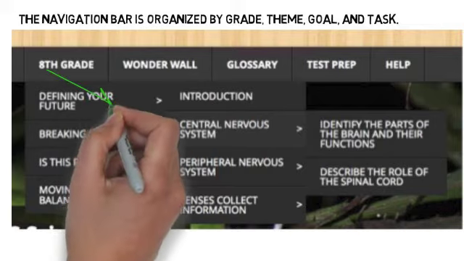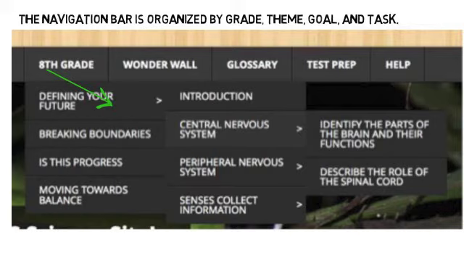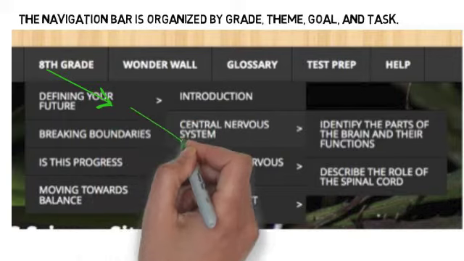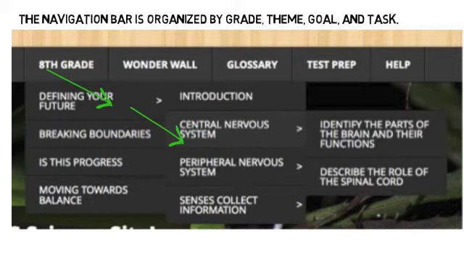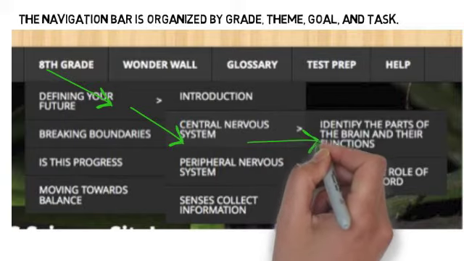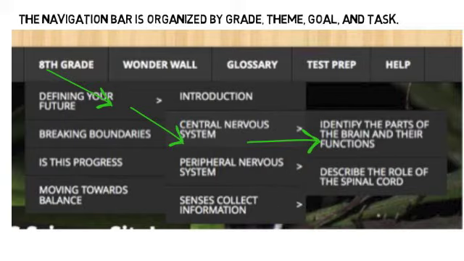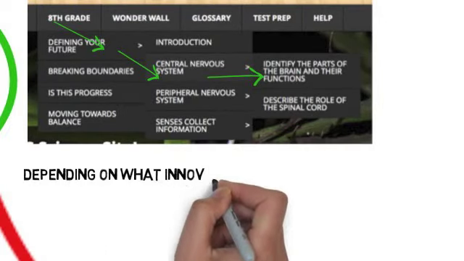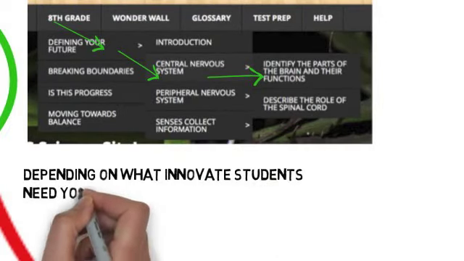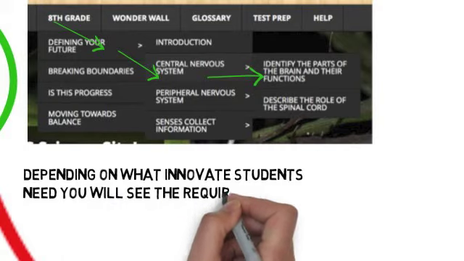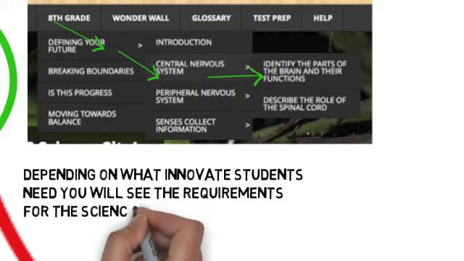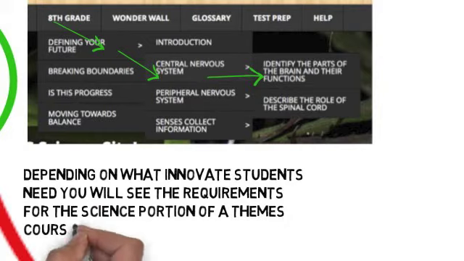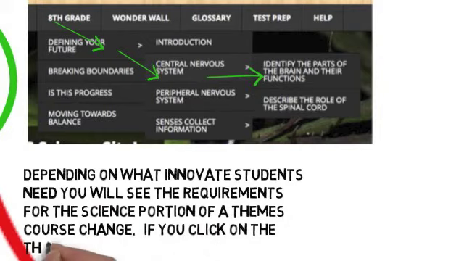So let's go over it again. There's an 8th grade bar. You'll see underneath it the themes. After the theme, you will see that little section of the goal, and the tasks will then go underneath that. And depending on what Innovate students need, the teacher will adjust. And this is how students and families know exactly what's going on.